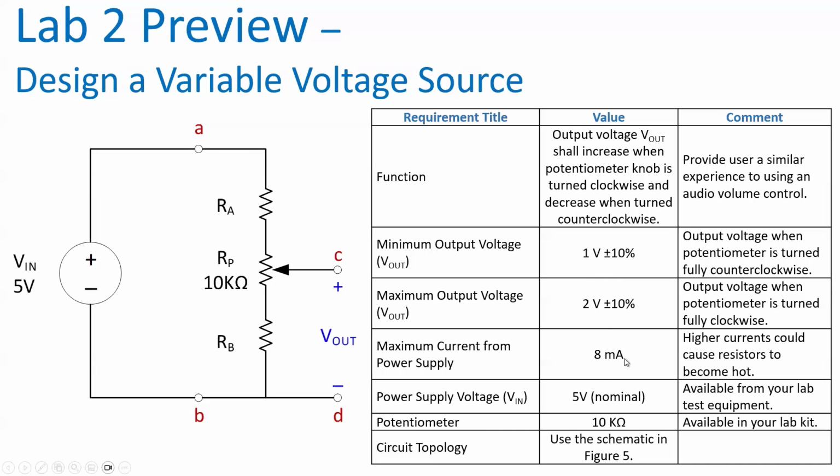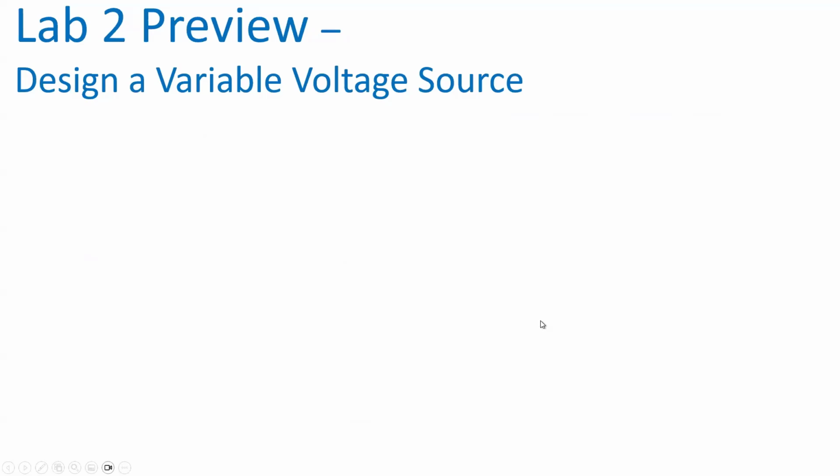I'll point out that you have this requirement for 8 milliamps maximum current. Don't worry too much about that, because if you have 5 volts across a 10K ohm resistor, unless you build the wrong circuit, there's no way to exceed 5 volts divided by 10K for this circuit, which is less than, it's actually half a milliamp. So this is just, you want to make sure you're less than 8 milliamps, even if you built the circuit wrong, because the resistors could get hot and you'll burn out the resistors. Okay, so you're going to be building that.